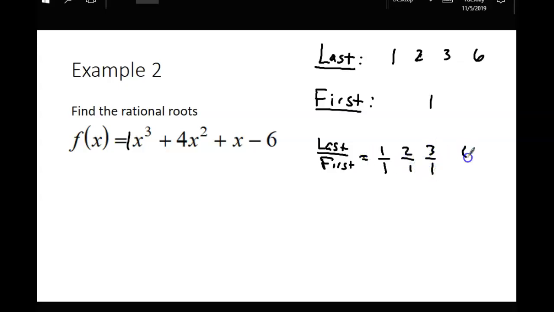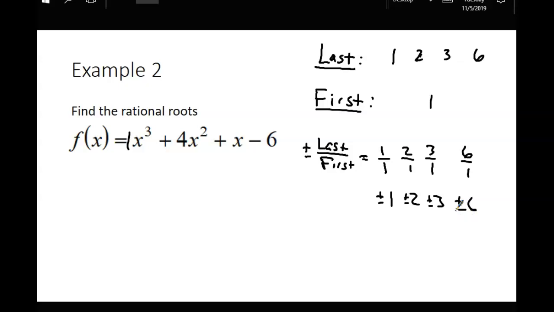3 over 1 and 6 over 1. Now, reduce them if you can. So this is 1, 2, 3, 6. It's actually just the same thing as all the last ones because our denominator was 1. And you also don't want to forget that we don't know the signs. They could be pluses or minuses. So here's the thing. I have 8 possible roots.